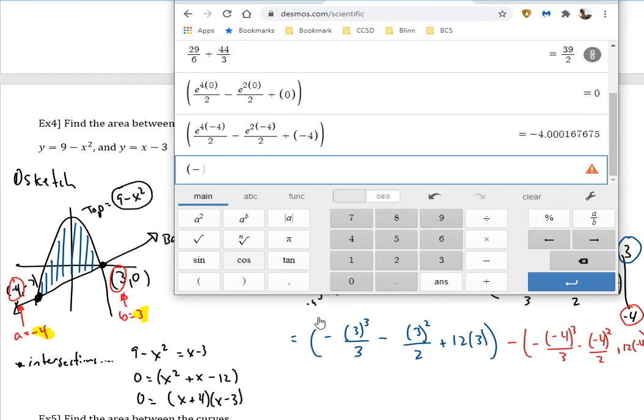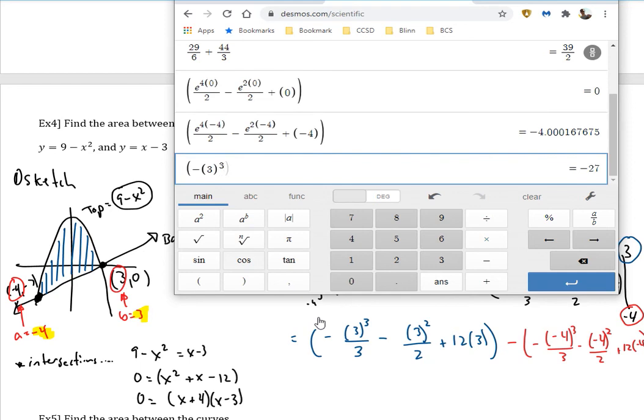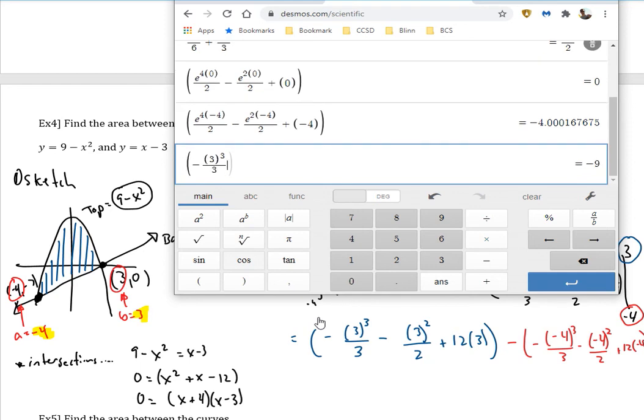So I have negative, and then parenthesis, 3 cubed divided by 3 minus, and then parentheses, 3 squared. Move the arrow, divide by 2, plus 12, parentheses, 3, parentheses. Okay, so I've got this.